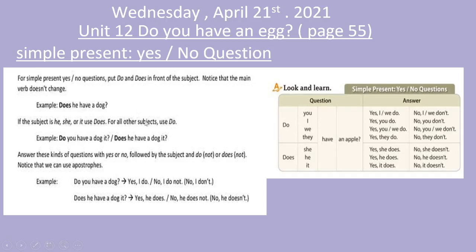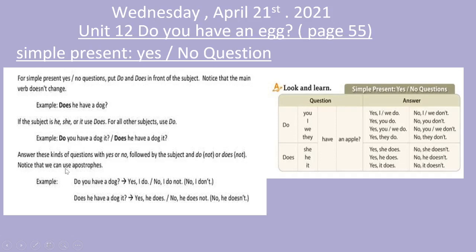What does it mean, all the other subjects? They are I, you, we, or they, right? Okay, so for example, Do you have a dog? Or Does he have a dog? Right? Okay, so we answer this kind of question with yes or no, followed by the subject and do not or does not.